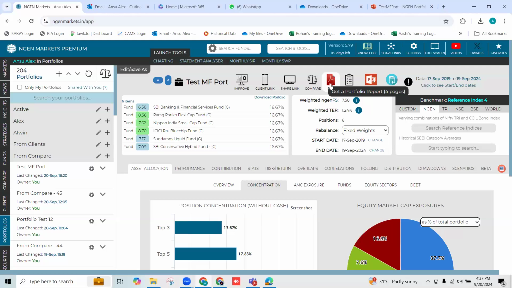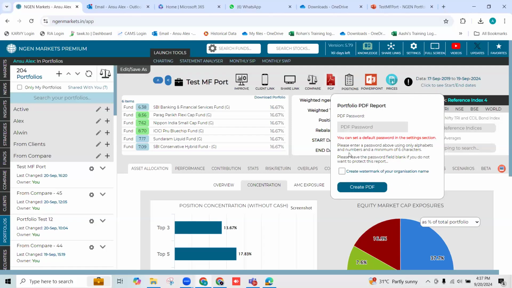The second reporting option is a PDF. You can anytime add a watermark of your organization and simply click on Create PDF.